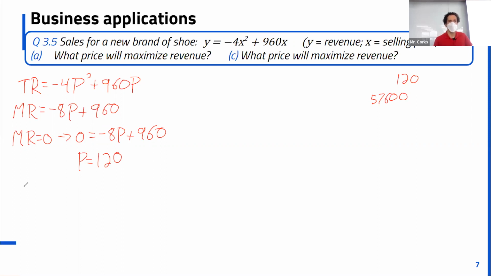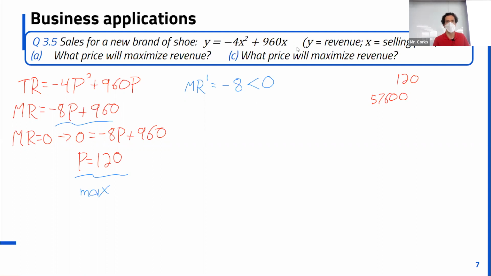All right, and we want to confirm. So we find our second derivative here, our derivative of marginal revenue. And if our marginal revenue is this, then our second derivative is just -8. And if it's -8, that is less than 0. So we are sort of curving down, concave down at that point, which means that yes, this must be a maximum point. Okay, so that was A.